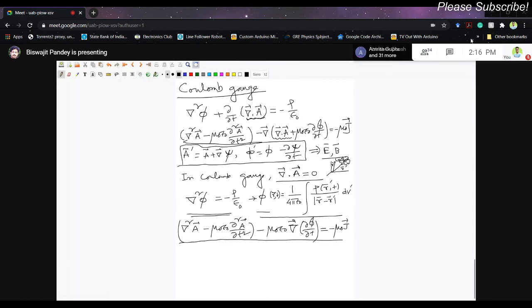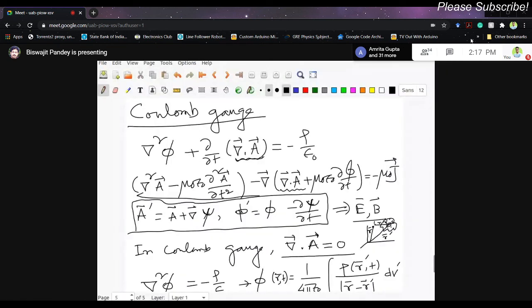Now, the most conventional gauge which is used in electrodynamics or in many other branches, because this kind of equation is also solved in gravity, and okay, I will come to that later.